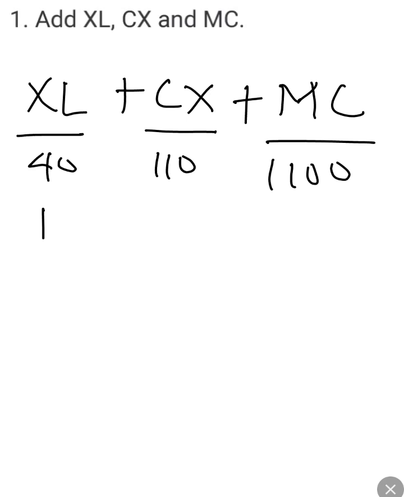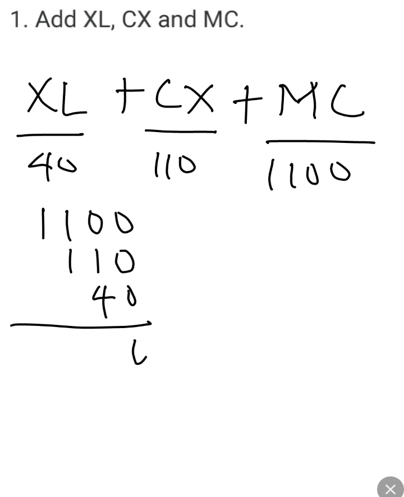And so it will be 1100, then the second one 110, then the last one 40. So we'll add everything together. And so 0, 0, 0 on the first column will be 0. 0, 1, 4 will be 0 plus 1 plus 4, and that's 5. Then the next column, 1 plus 1 is 2. Then the next column is only 1. So I have 1250.